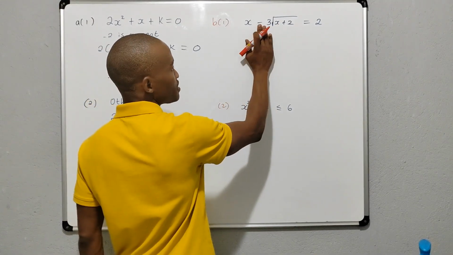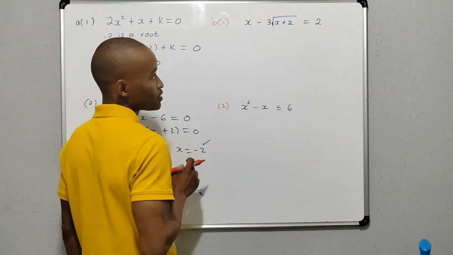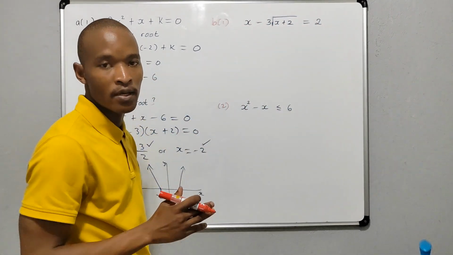So how do we isolate this? There's a minus 3 here. It will be wise to just transpose it to the right hand side. If it was a plus, you're going to take the x and just transpose it to the right hand side.